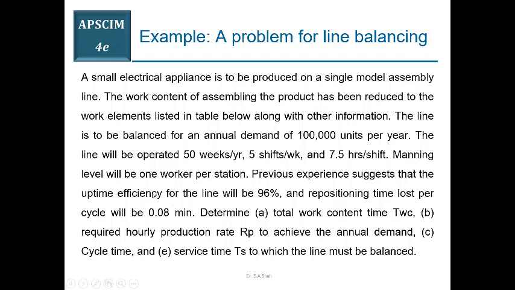मैनिंग लेवल विल बी 1 वर्कर पर स्टेशन. सो मैनिंग लेवल जो है वो 1 वर्कर पर स्टेशन है. So this means that if the total number of workers are 5, this means that you will have 5 workstations. So जब आप total workers find कर लेंगे तो eventually that will be your desired workstation also. So M is equal to 1 in this case.